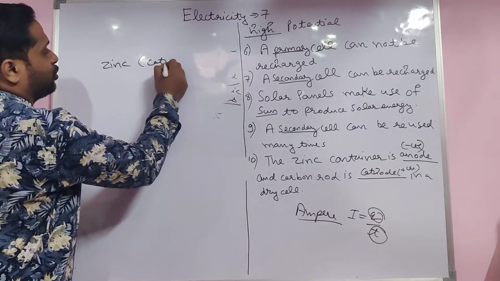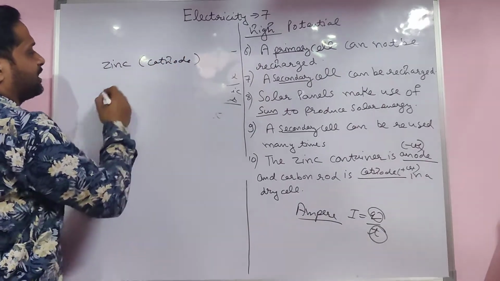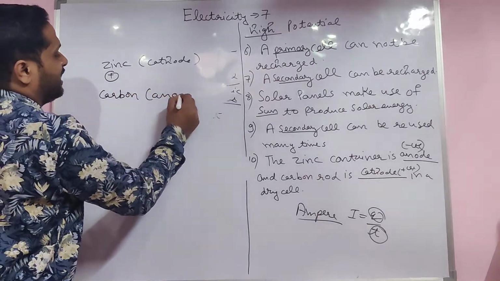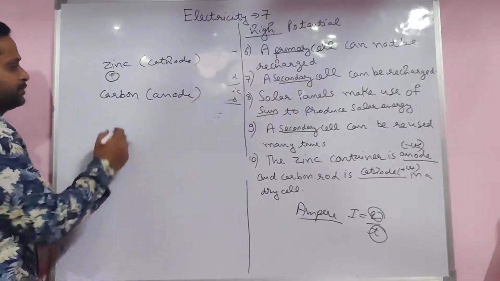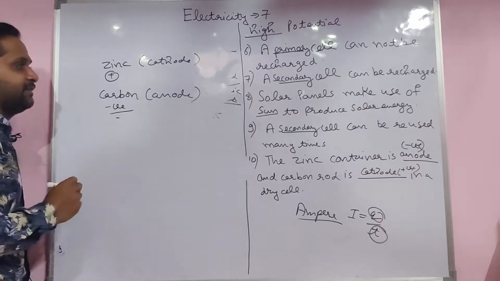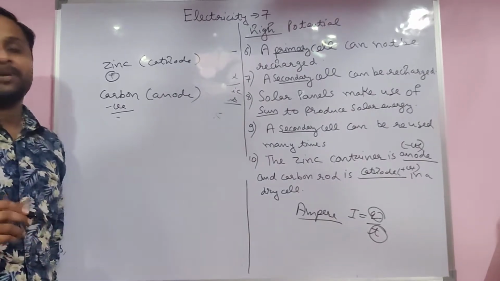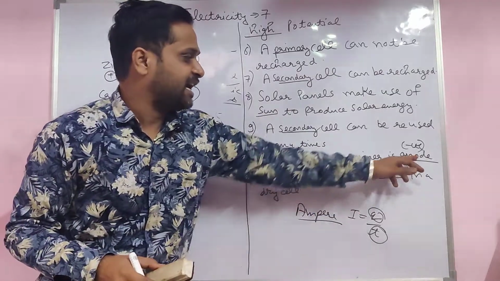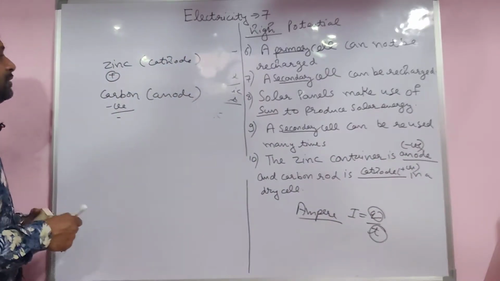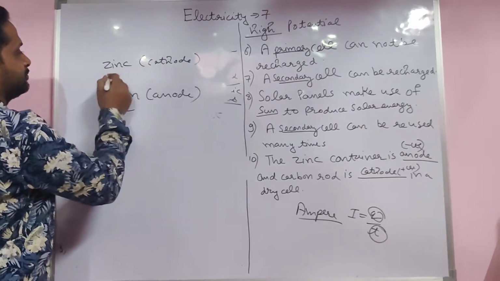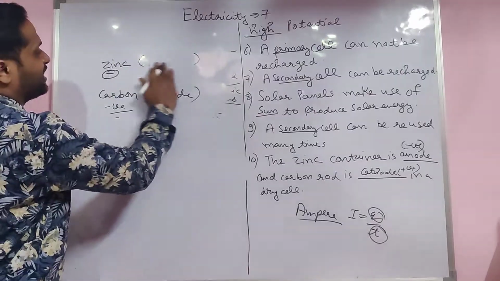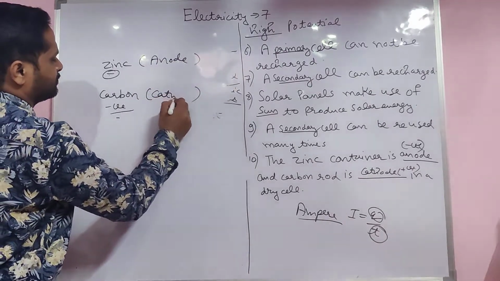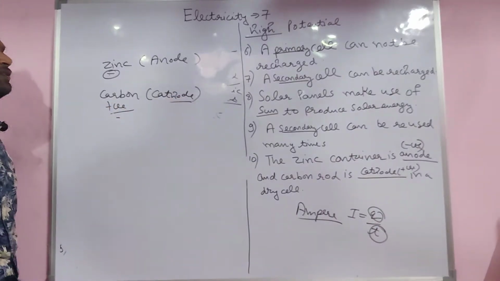In your book, zinc acts as a cathode with positive charge, and carbon rod as an anode with negative charge. But that is reversed. The answer is that the zinc container is the anode with negative charge. Correct it in your book. And carbon acts as the cathode with positive charge.